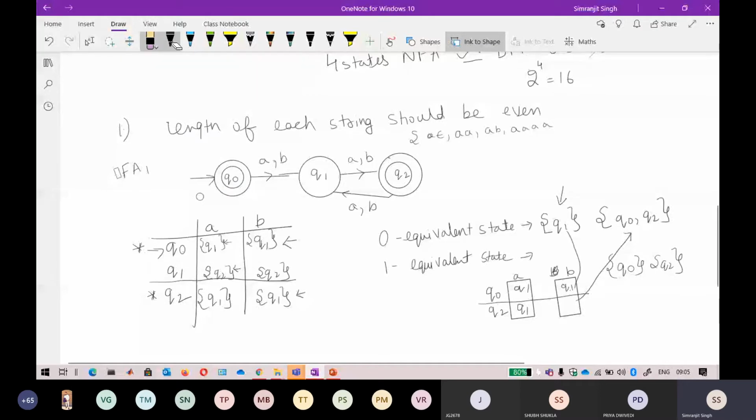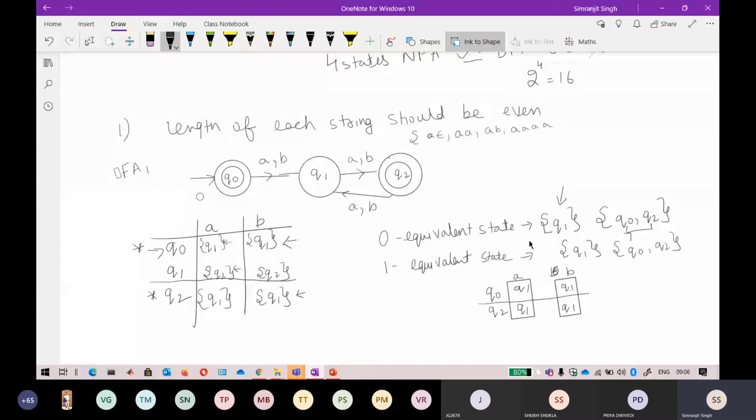But what is happening here is that both the states belong to the same set, so I cannot divide these two states. It means that Q naught and Q2 are a single state. The algorithm stops when you get the same thing in the second step. In the first step you start with the states Q1, Q naught and Q2, and in the second step you again get the same thing, so you have got the resulting output.